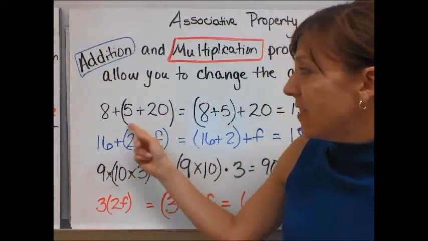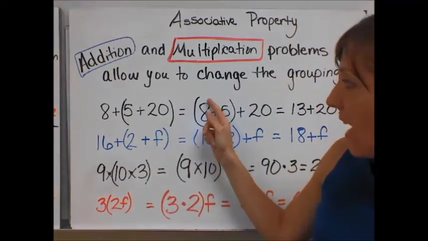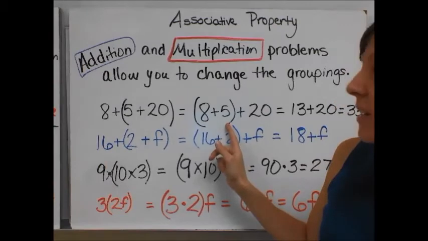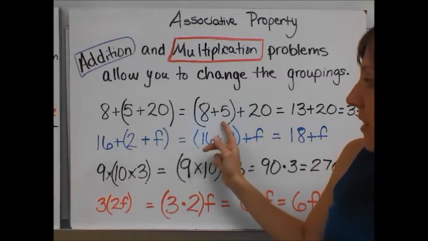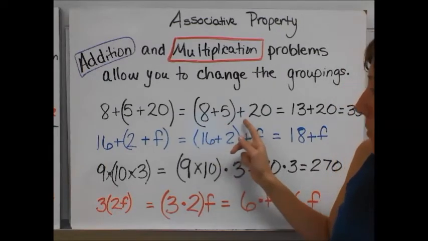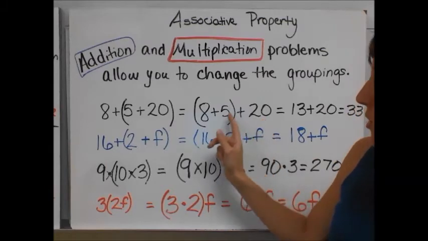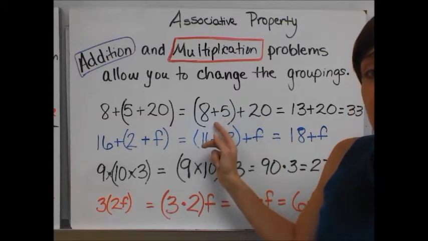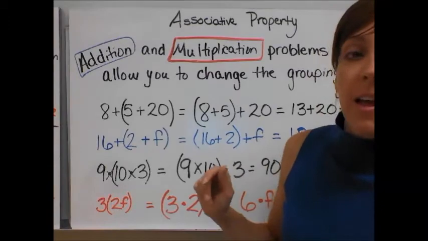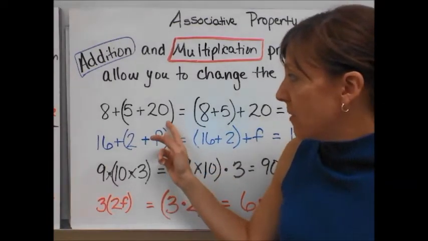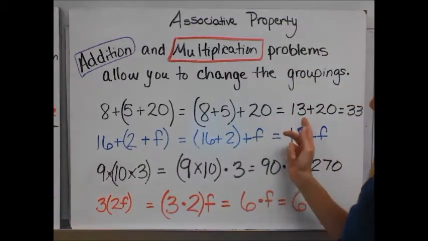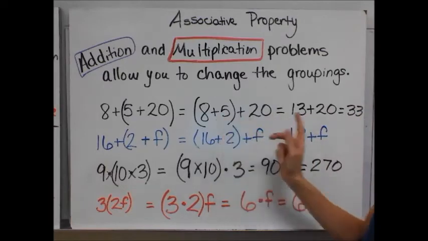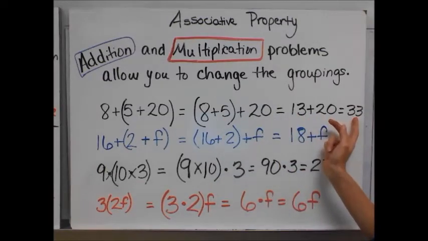Well, this is the same as 8 plus 5 associating themselves together, in this case, plus 20. So the grouping now is 8 plus 5, and then we have the 20 on the outside. But it doesn't matter. In both cases, I'm still going to get 8 plus 5 is 13, and 13 plus 20 is 33.